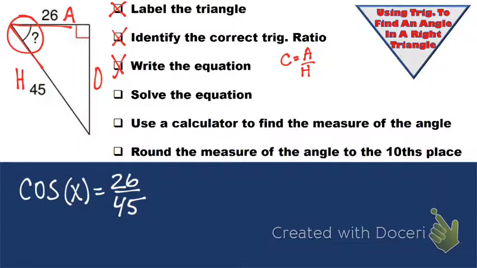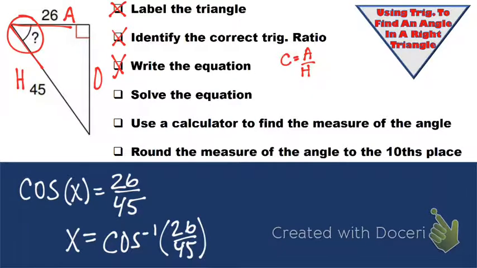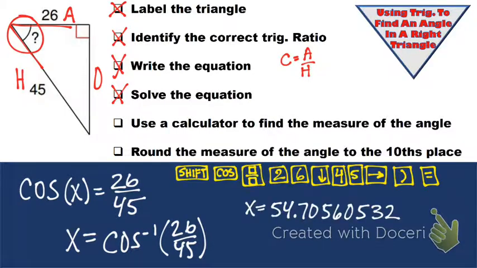Now we need to solve the equation, so we want to get the x by itself. So we divide both sides by cosine, and that leaves us with x equals the inverse cosine of 26 over 45. And so now we can say that we have solved the equation. So we need to get our calculator and put the equation into our calculator so that we can find out what the actual measure of the angle is.